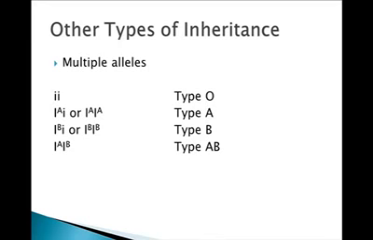Another one is multiple alleles. Yes, you only have 2 alleles for a trait, but that doesn't mean that there's only 2 possibilities. And in the case of blood types, there are a lot of possibilities. So we've got type O, A, B, and AB blood. So you can see that A and B are codominant because they both get expressed. They're not blended, they're codominant.